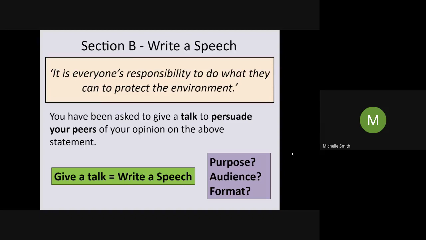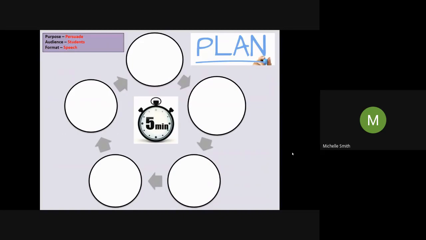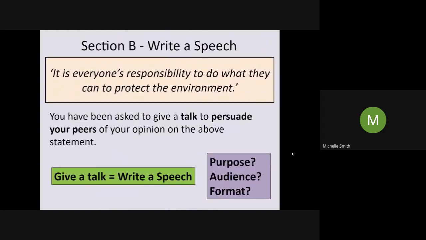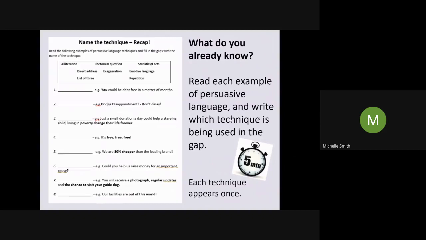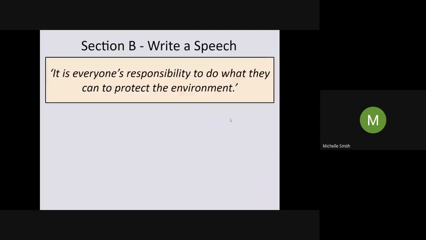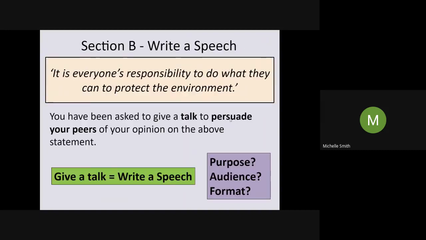Okay, hopefully you figured out that the purpose was to persuade. It was in bold, wasn't it? Why are we writing? We're writing to persuade people. So we want to convince them of whatever we're saying is true. That's why I asked you to do some persuasive language recapping. So what we want to try and do is use some of these persuasive devices to try and fulfill the purpose of our speech.